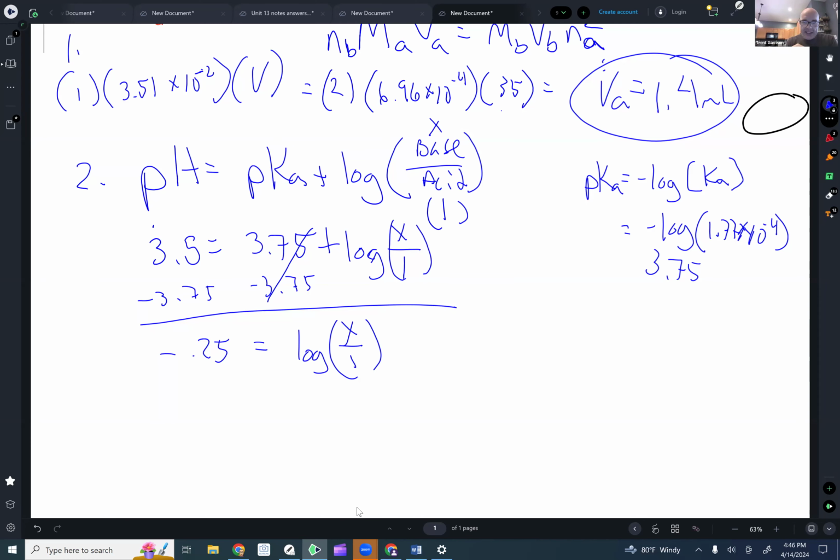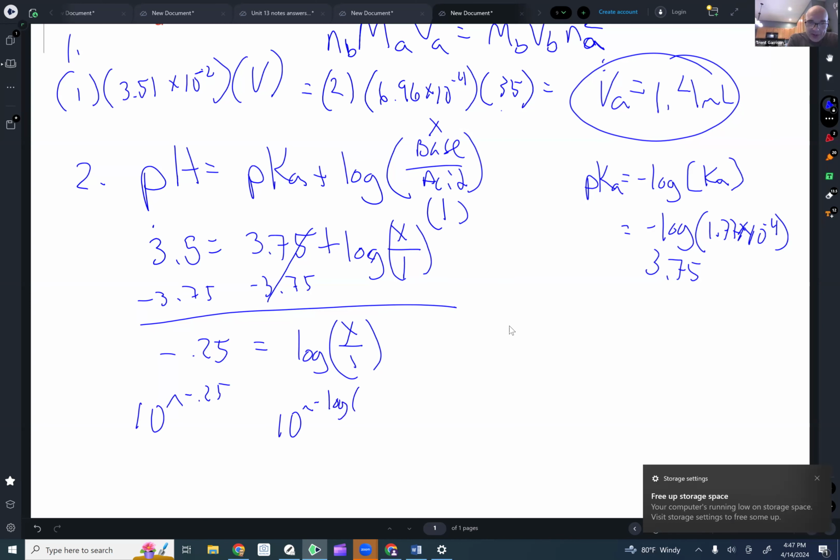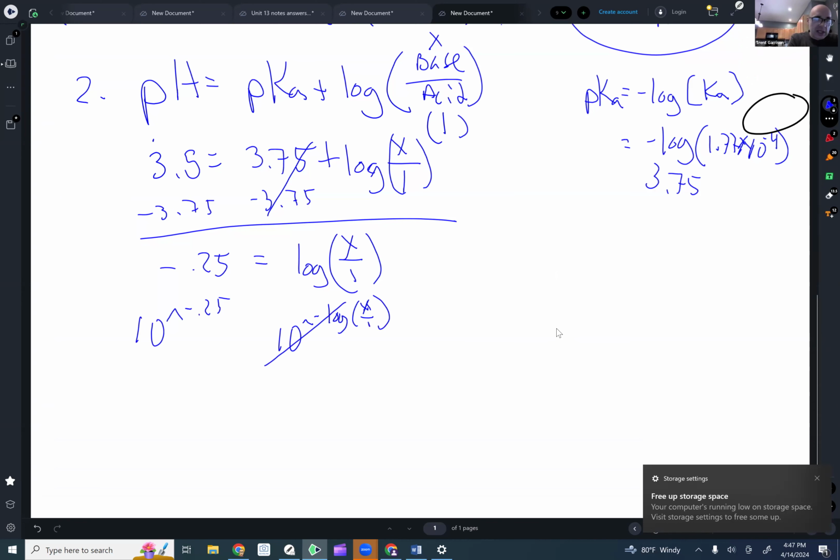What we've got to do next is get rid of that log, so we're going to do the inverse log. In other words, 10 to the power of this negative 0.25. Anytime we take the inverse log of the log, those things cancel out. So on your calculator, this is going to end up being 0.562 equals x over 1. Well, now it's just a simple task of cross multiplying. So our x is going to be equal to 0.562.